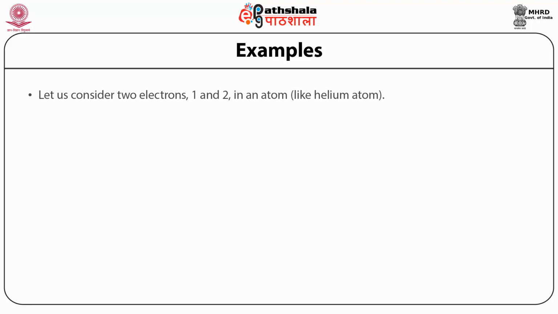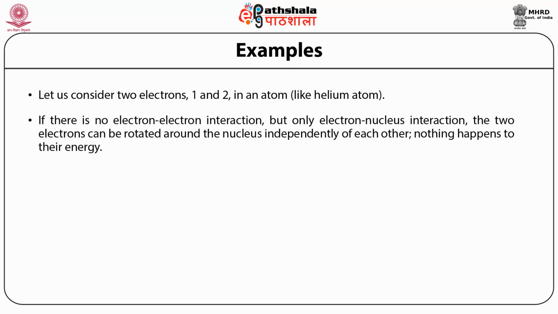Examples: let us consider two electrons 1 and 2 in an atom like the helium atom. If there is no electron-electron interaction but only electron-nucleus interaction, the two electrons can be rotated around the nucleus independently of each other. Nothing happens to their energy. Both operators l1 and l2 are conserved.